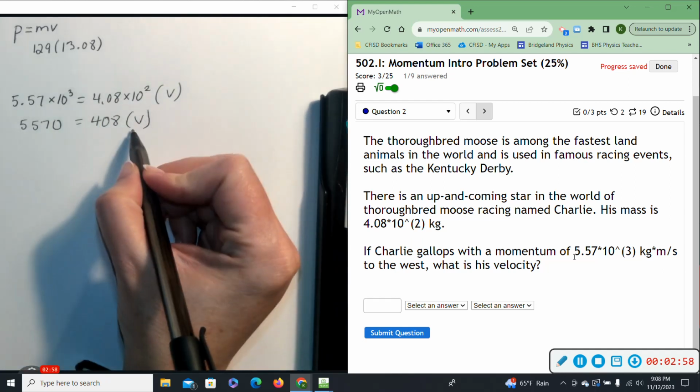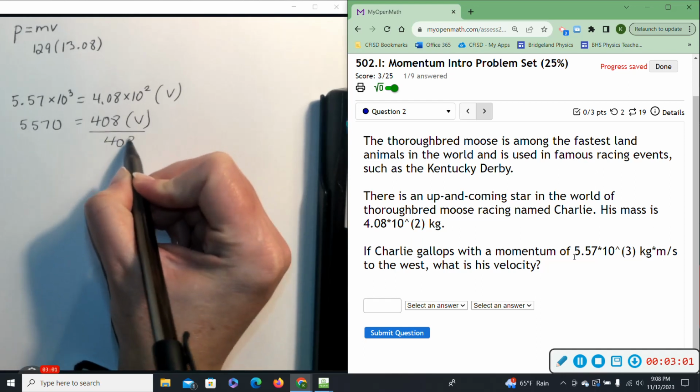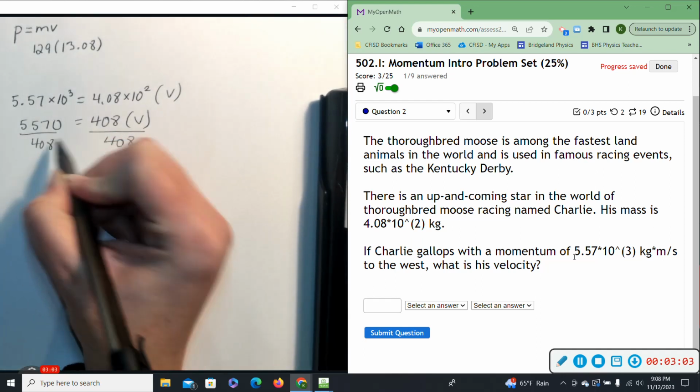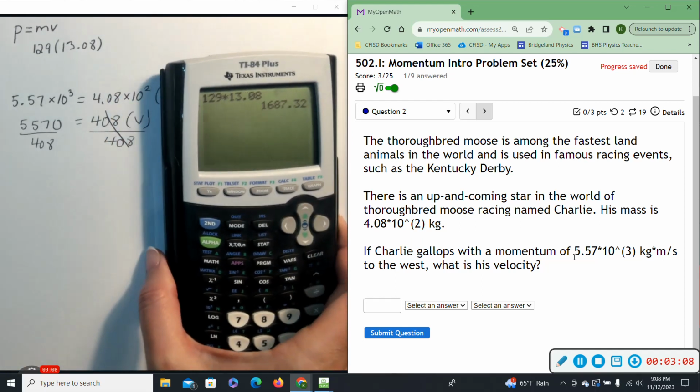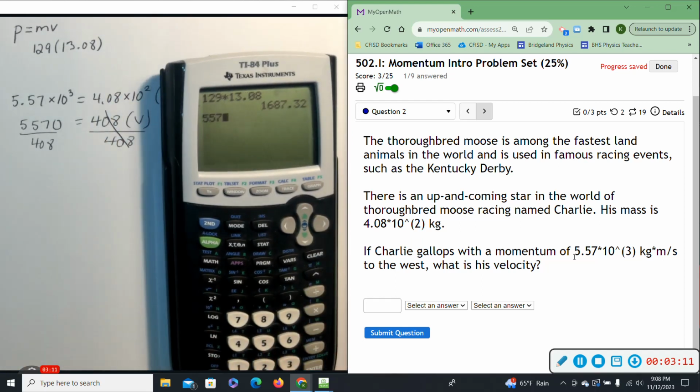In order to isolate this variable, we're going to divide both sides by 408. And again, if you left it in scientific notation, you will get the exact same answer. You do not have to convert this into standard form. But 5570 divided by 408 is 13.65. If I round it to 2 decimal places, that's what I get. So let's go ahead and type that in, 13.65. The unit for velocity here will be meters per second, and the direction is to the west because it will be in the same direction as the momentum.